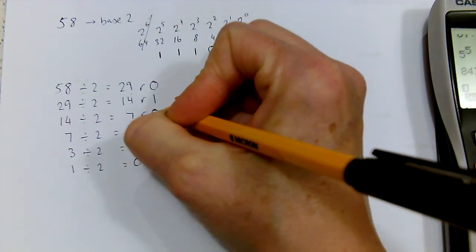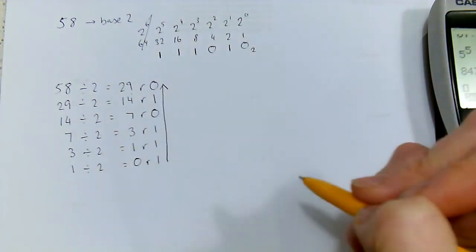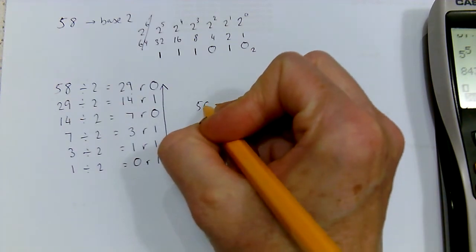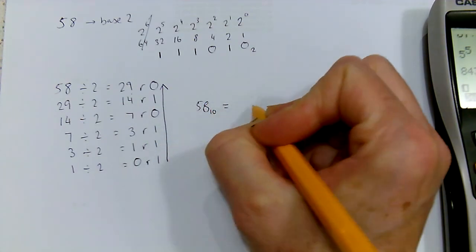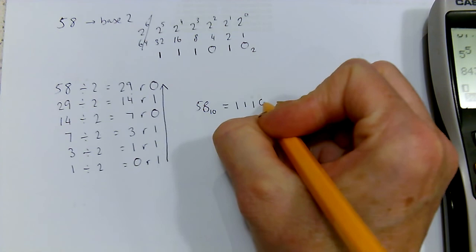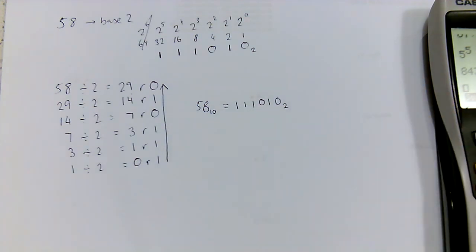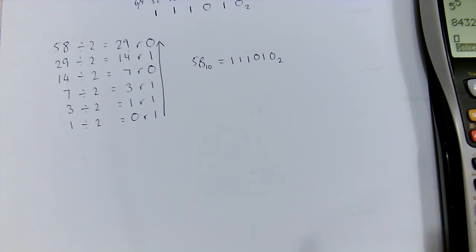So we can read our number from the remainders. So 58 as a decimal is equivalent to 111010 in binary. Okay, let's have a look at a different number base.